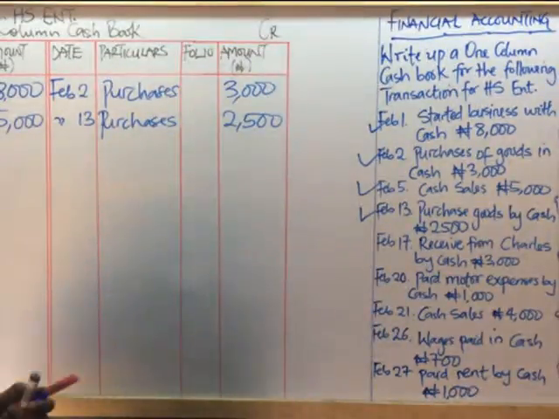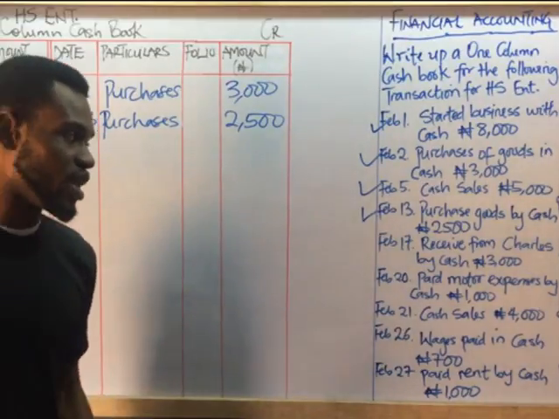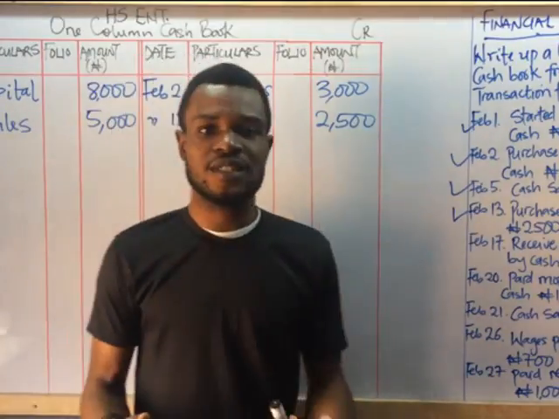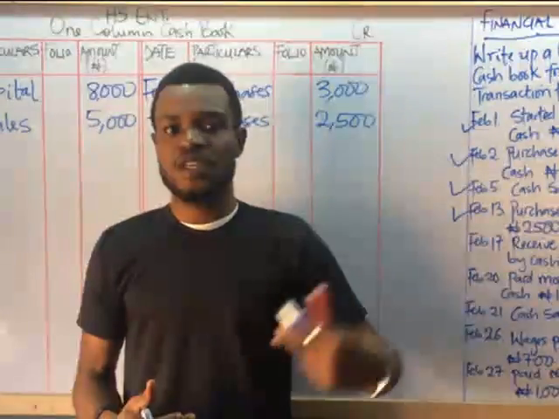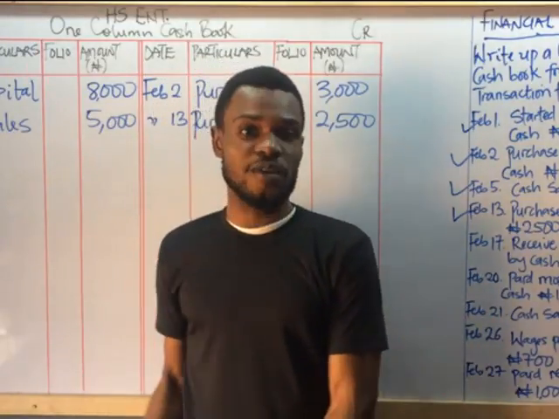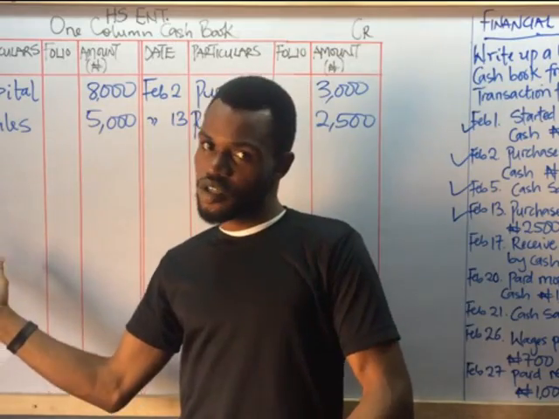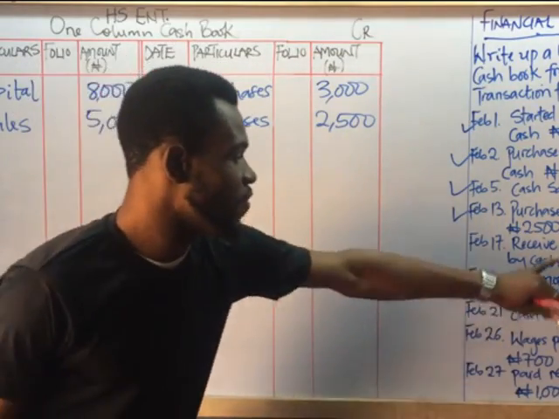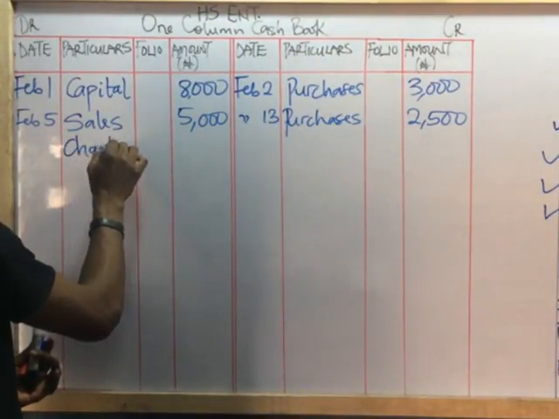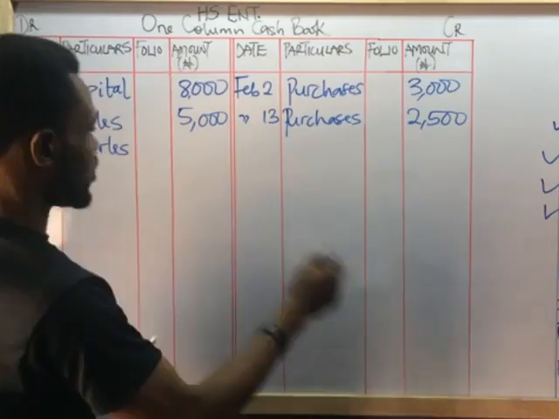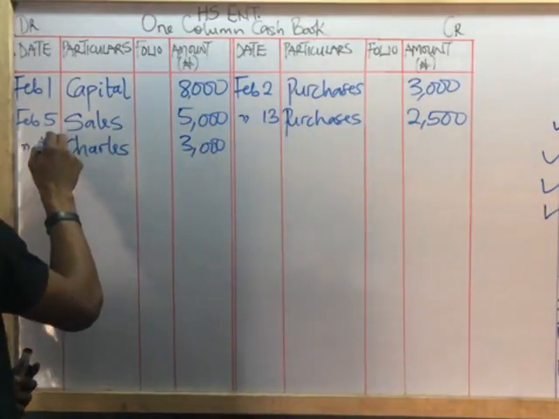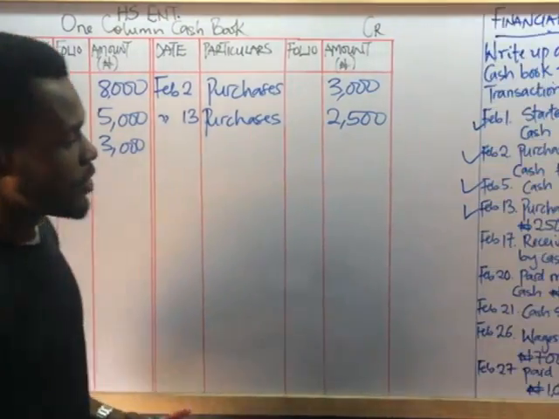So we'll move to the next transaction. February 17, received from Charles by cash, 3,000. Please don't get it twisted. They say received from Charles, which means Charles gave you some amount of money. So received from Charles simply means the money is coming into your account, so you record it on the debit side. Now you write the name, Charles. And how much is it? 3,000 naira. On what date? February 17. Okay? So we'll proceed.